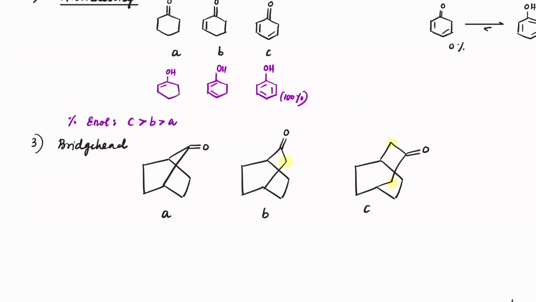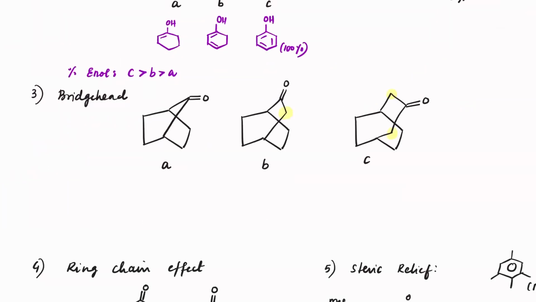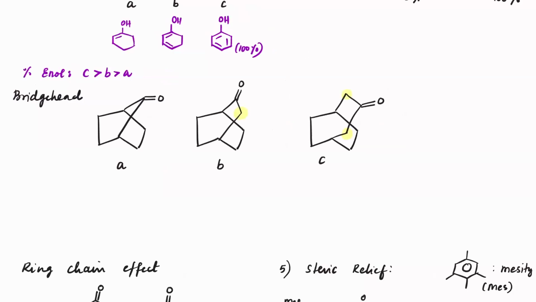Next, if you have bridgehead positions. In the case of bridgehead positions, you can see this is the position where you can have an enol. Unfortunately, although there is a hydrogen present, as per Bredt's rule, you cannot get a double bond in any of these directions. So there is no enol content here. Here there is some enol content. Here there is some enol content. Here there is a little bit more enol content. So we can say that percentage enol content in C would be slightly more than B, then A.